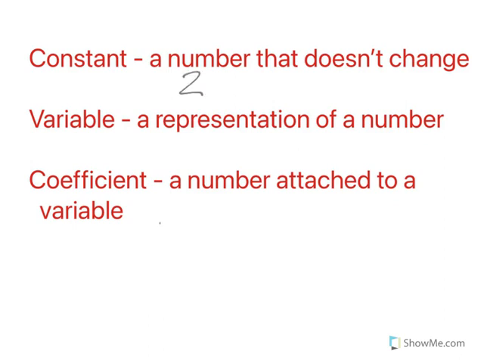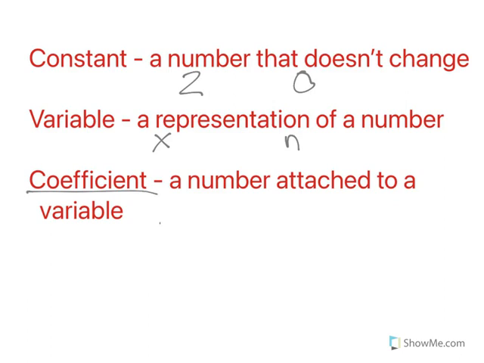Like 2, 0. These are constants. Variables are a representation of a number, right? So like x, n. We don't know what they are. Those can represent any number at all. That's why they are variables, because the values vary.